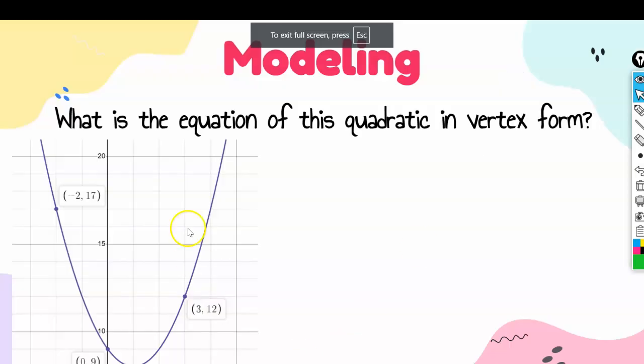Moving on, we are going to move back to Desmos pretty quickly, but it says, what is the equation of this quadratic in vertex form?